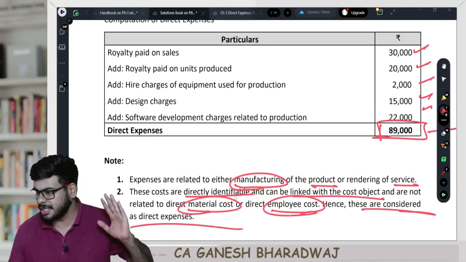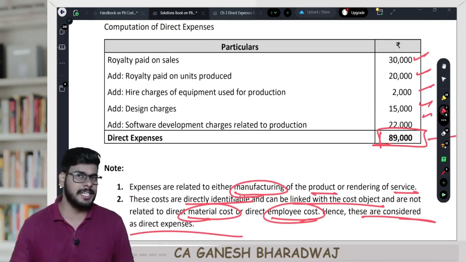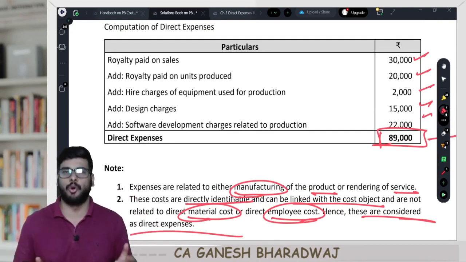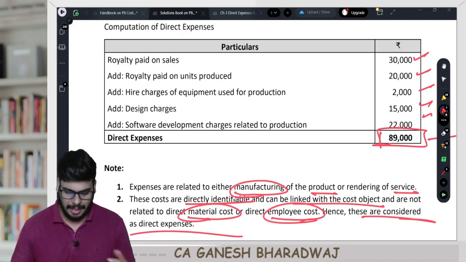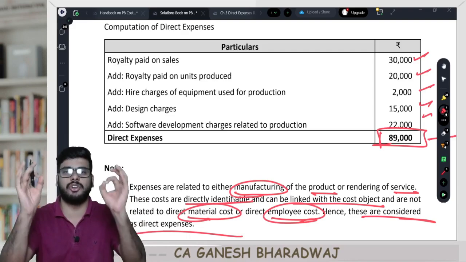Are you clear with this, guys? This is all the chapter says. Very, very small chapter. Ideally speaking, this shouldn't be a separate chapter. It should have been a part of your cost sheet chapter only. But nevertheless, since they have given it as a separate chapter, I have also discussed this here. That is all about this chapter.